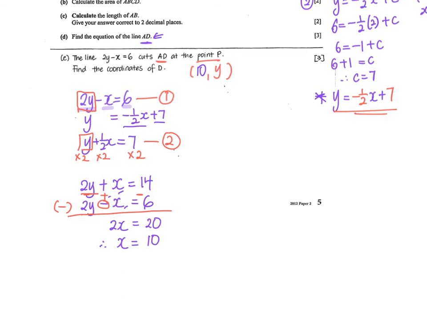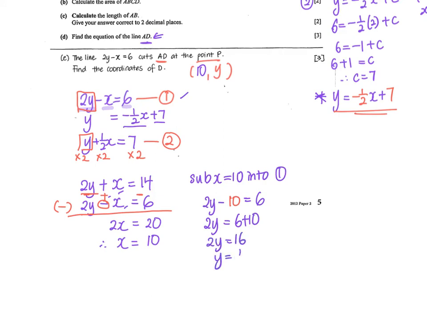Now, after we found x, what do we need to do? We need to find the value for y. So I'm going to sub x equals to 10 into any one of the equation. Maybe I'll choose equation 1 then. Okay, equation 1 will be 2y minus x, which is now the number 10, equals to 6. And then we try to solve for the value of y. 6 plus 10, 16. So 2y is equals to 16, y is equals to the number 8.